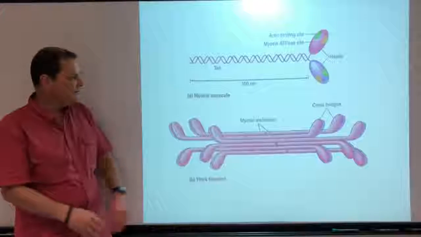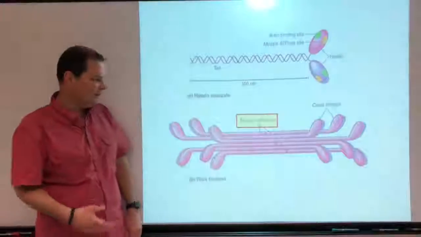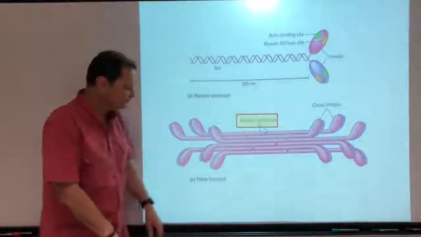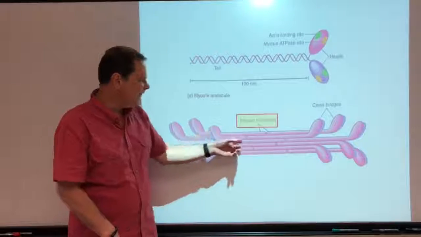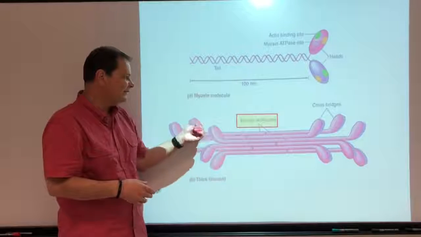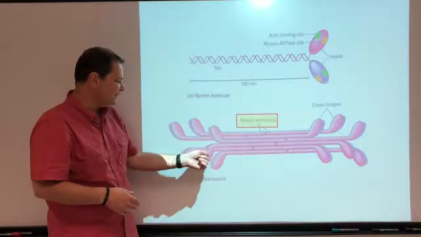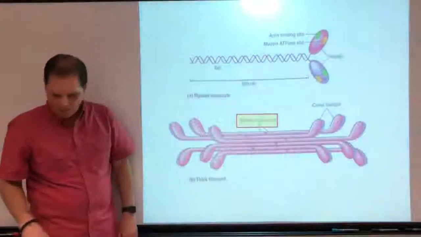So first of all, this is a bundle of myosin molecules. So you guys know your thick filament made up of myosin. This is a thick filament. It's a bunch of myosin molecules that are arranged in parallel with these heads, these cross bridges that stick out like golf clubs out of a bag, okay?